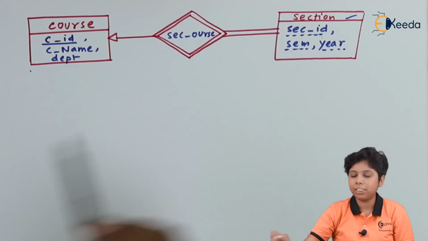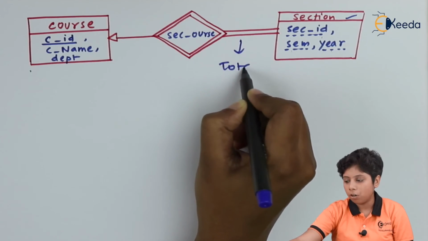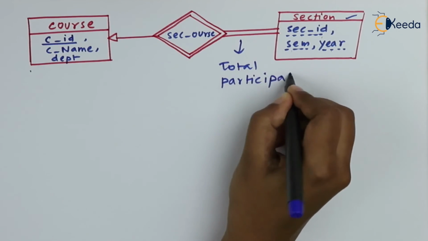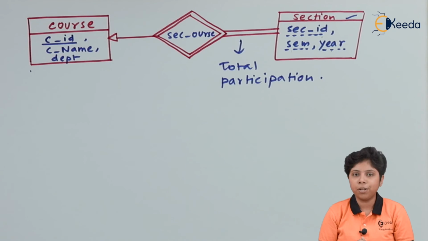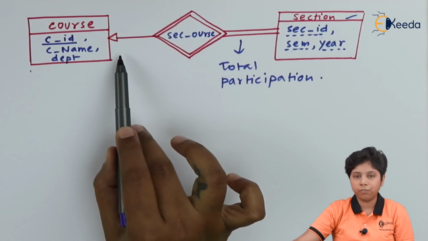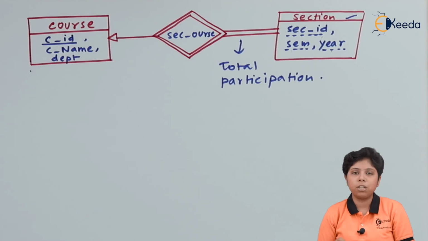Now the double line specifies the total participation of the section in the course. It also has a many to one relation from section to course, because there can be many sections for a particular course, for any batch or any of the students. So we are identifying it with an arrow towards the course. Now comes the diamond.